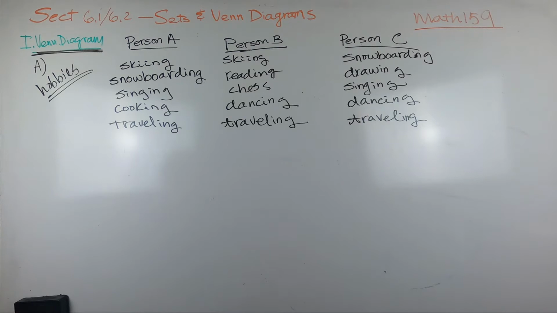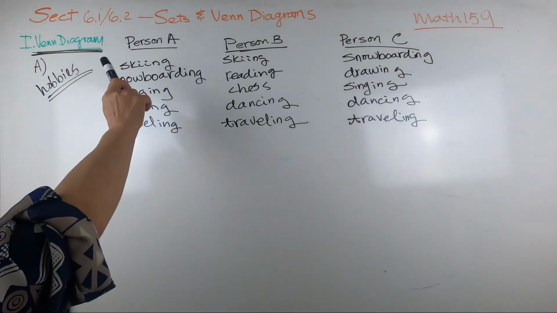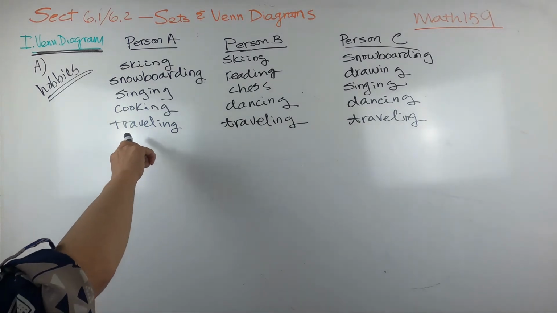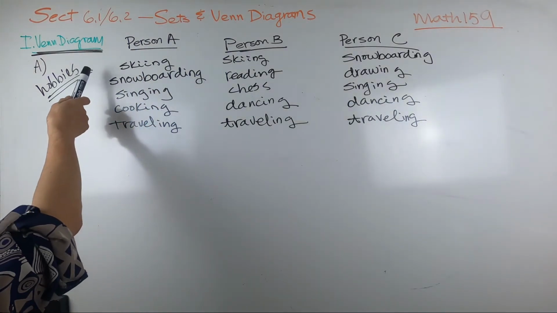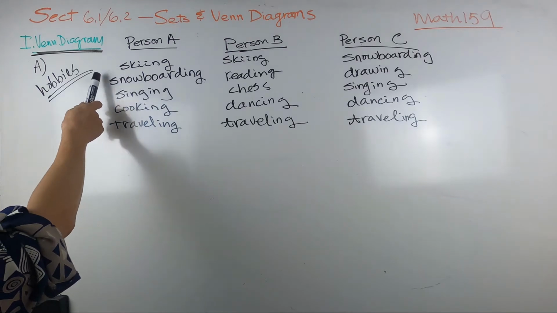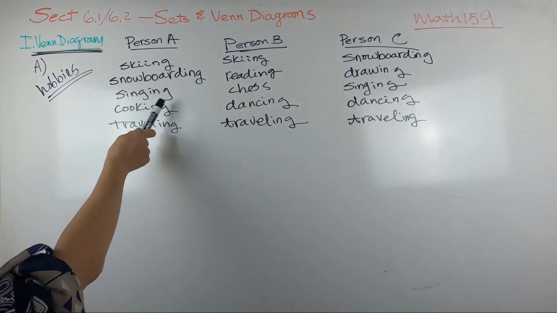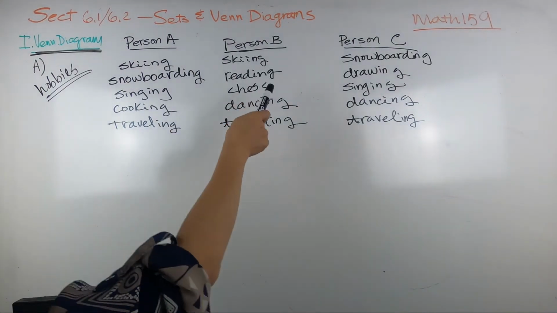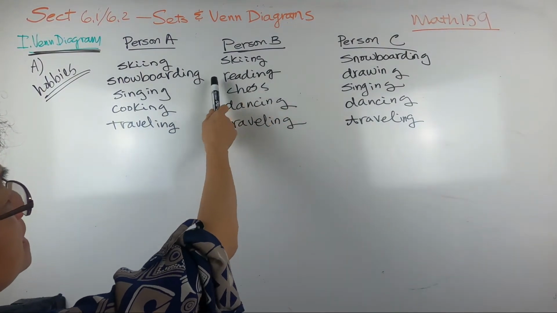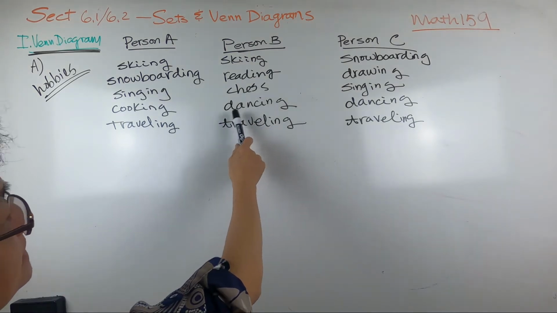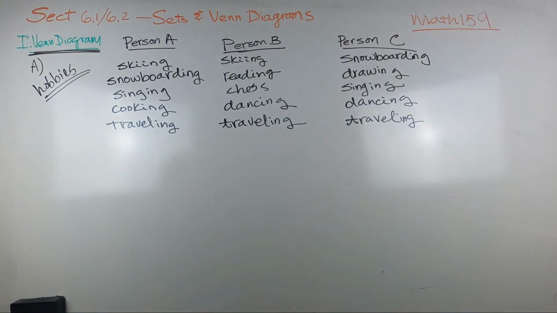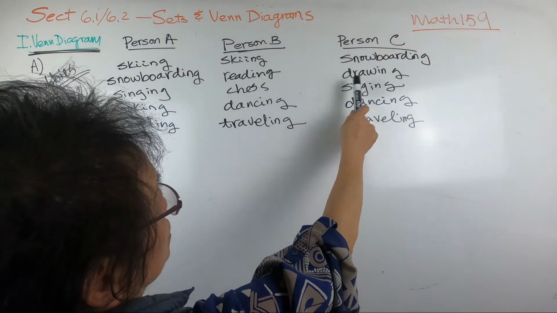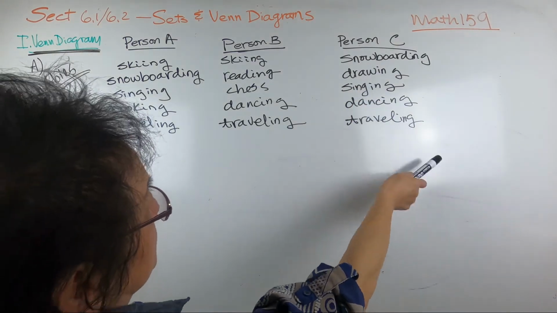Say we have three persons, A, B, C, and we describe their hobbies. Person A does skiing, snowboarding, singing, cooking, traveling. Person B, say she does skiing, reading, chess, dancing and traveling. Another person, C, likes snowboarding, drawing, singing, dancing and traveling.